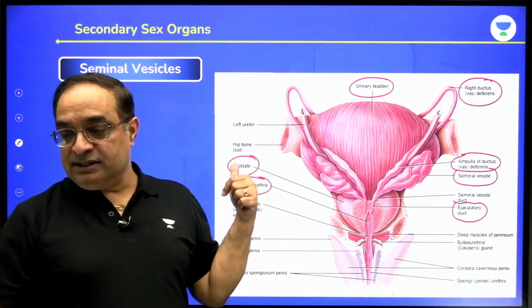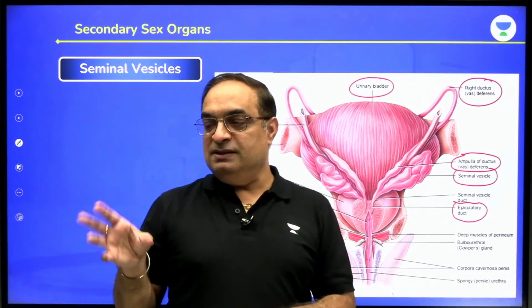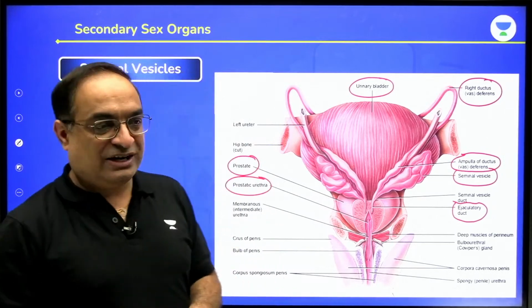How many likes for this diagram? How many likes for this crystal clear diagram? Will you be sending me certain cakes and candies and hearts in the chat box?